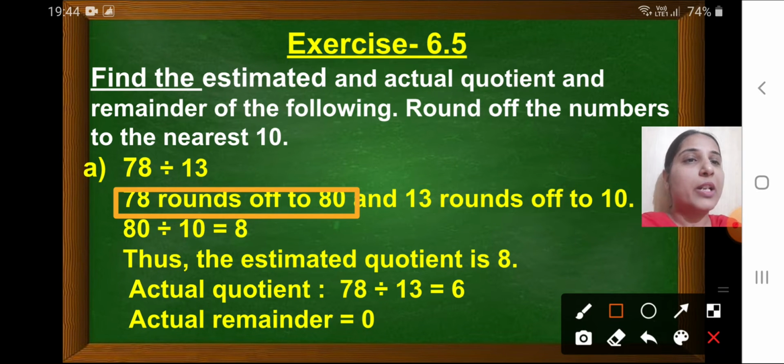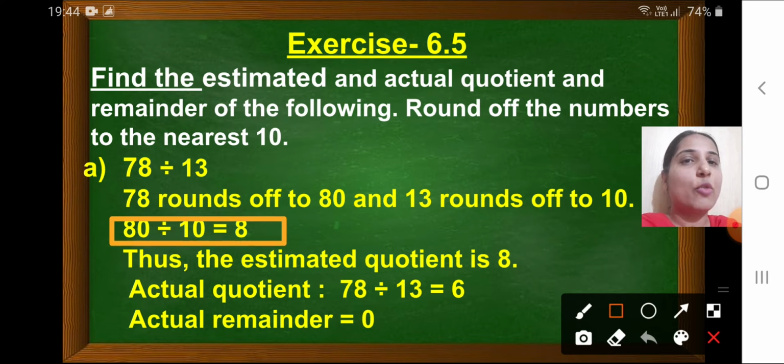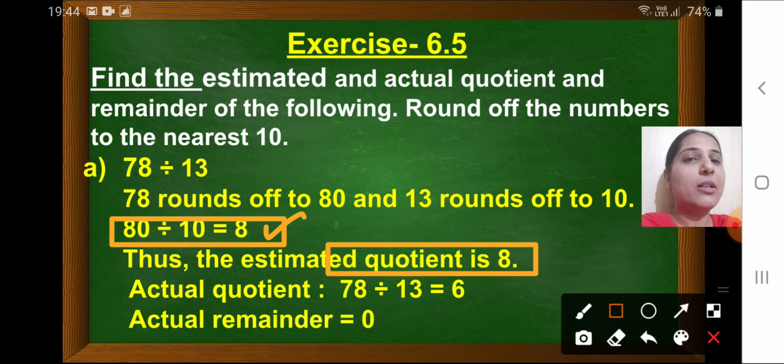So what will we get here? 80 divided by 10. When we divide 80 by 10, how many times will 10 give you 80? 10 eights. So here we will get 8, that you can see. There is no remainder because it is completely divisible. So in this case the estimated quotient is 8.